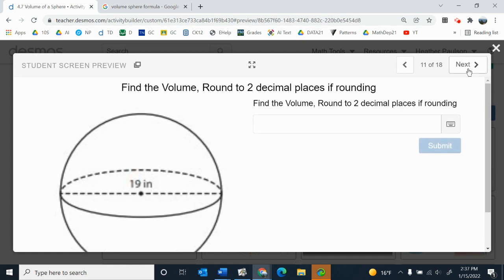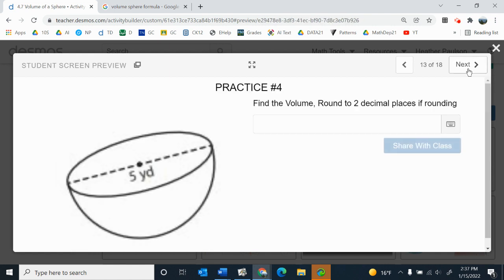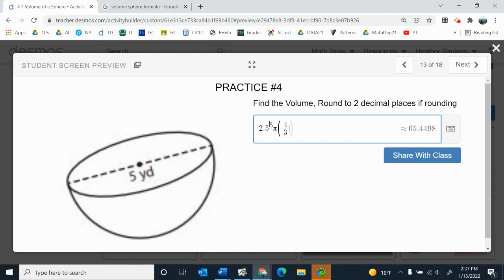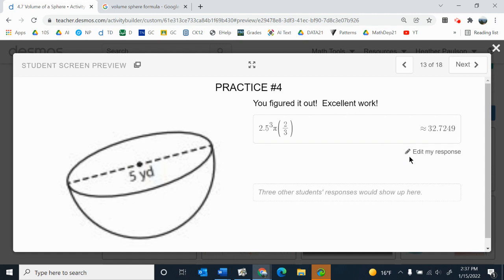I'm going to show you one other practice using a hemisphere. Notice this hemisphere has a diameter of 5. And so that means our radius is 2.5. So we take 2.5 raised to the 3rd power times pi times 4 divided by 3 times 1/2. Or notice that we could just go back here and do 2/3. And we figured it out.